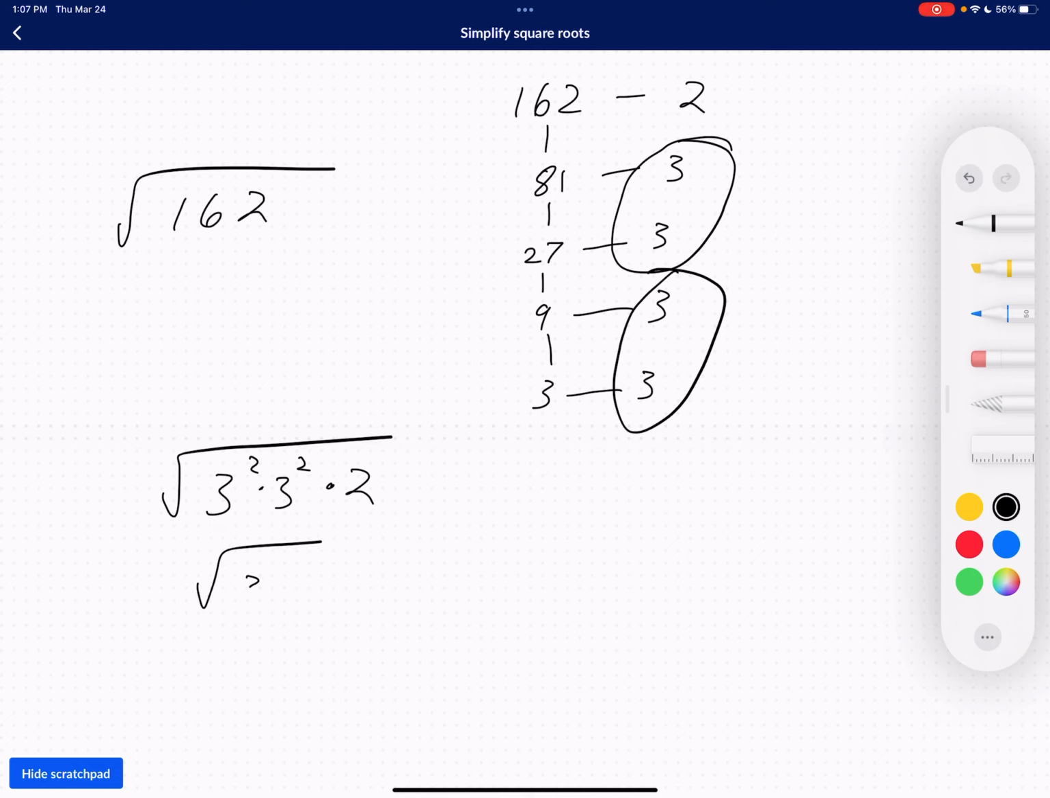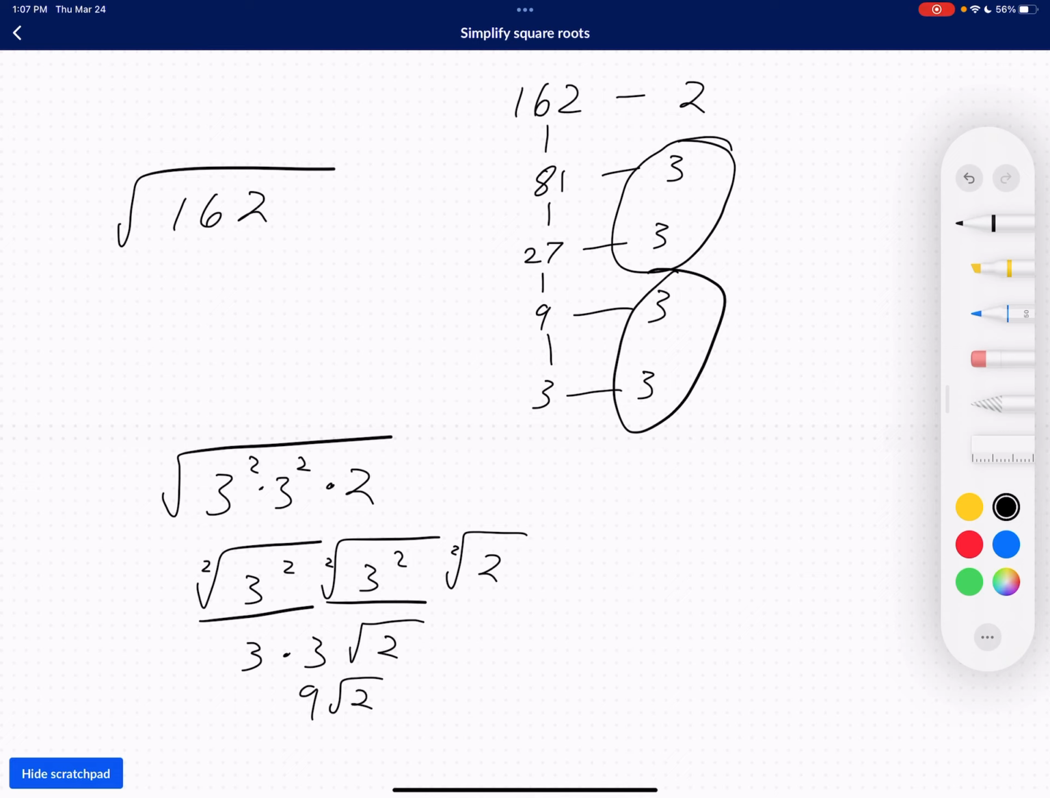And then we can break it up like this. Each one of these has a little invisible 2 index. It divides the exponent when they break out of the radical. So I'm left with 3 to the 1 for this. I'm left with another 3 to the 1 for this. And then this has a power that's too low. So 3 times 3 is 9 square roots of 2. Now there's a lot of different ways to do each one of these.